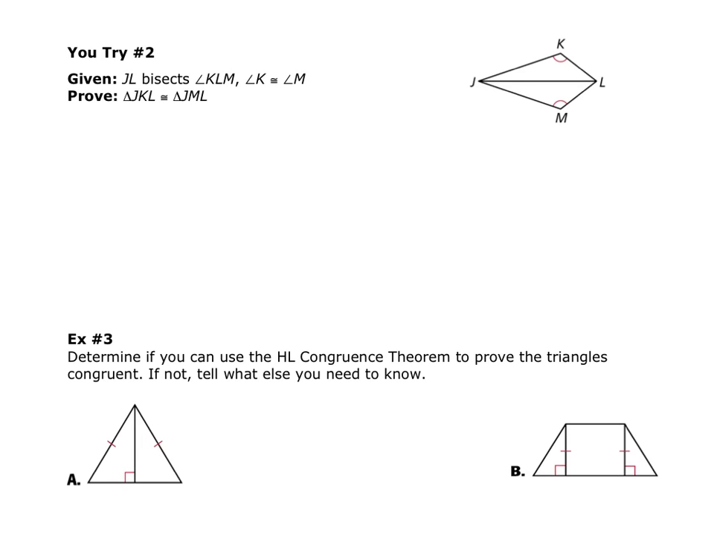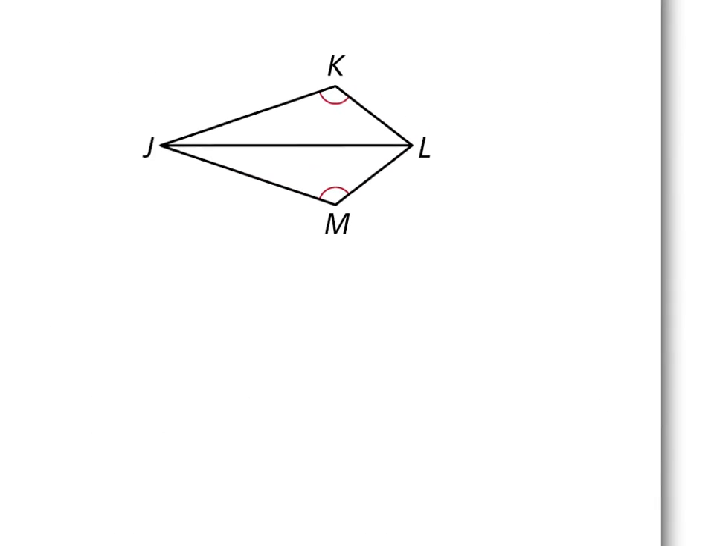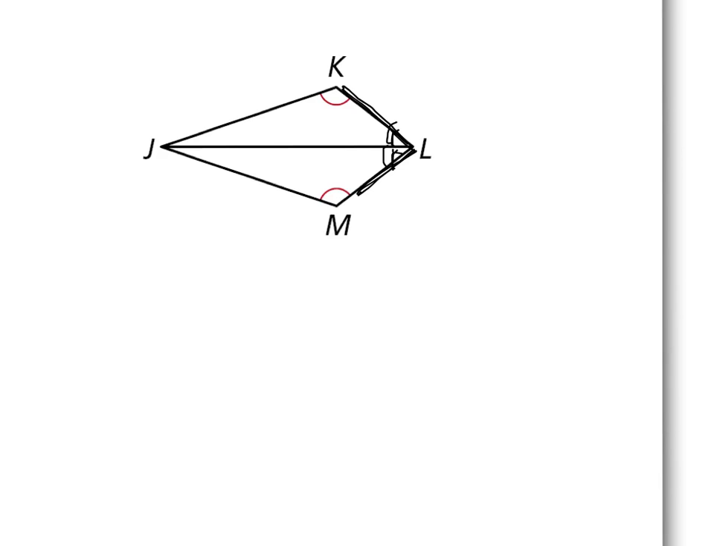All right, we have a couple more examples to look at, and then we'll be done. Okay, this one says that JL bisects angle KLM. So we know that it cuts through the middle of this big angle, so we know that these two little angles here would be congruent. And we also know that JL would be congruent on each side because they are congruent by the reflexive property.